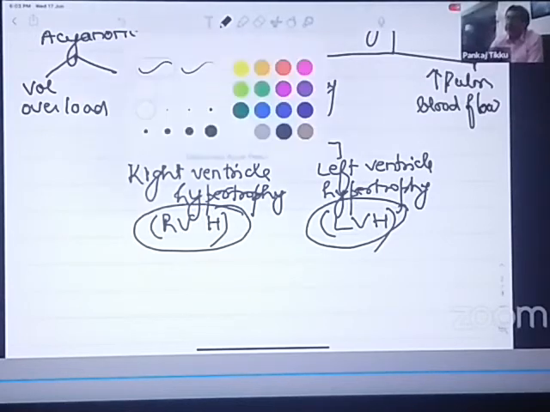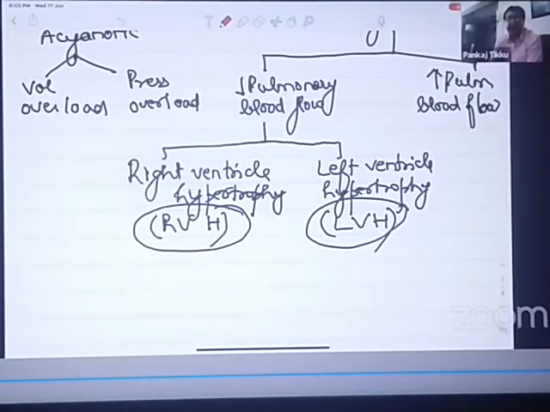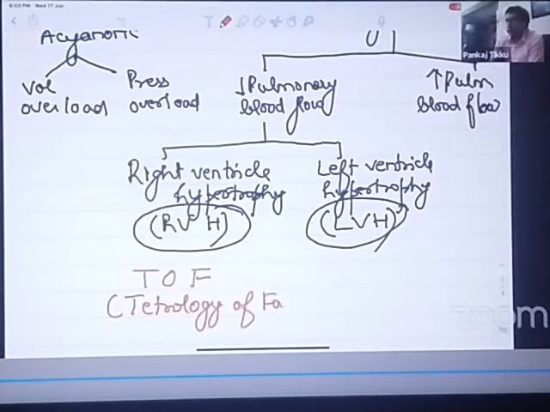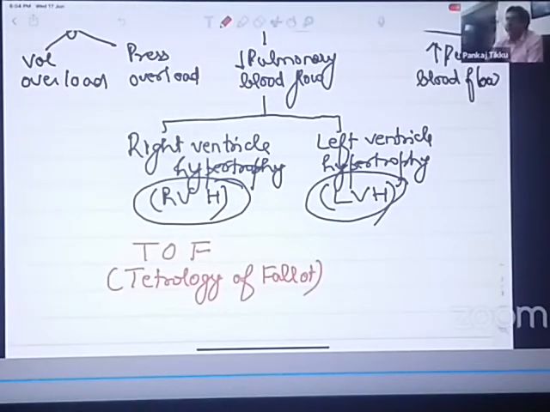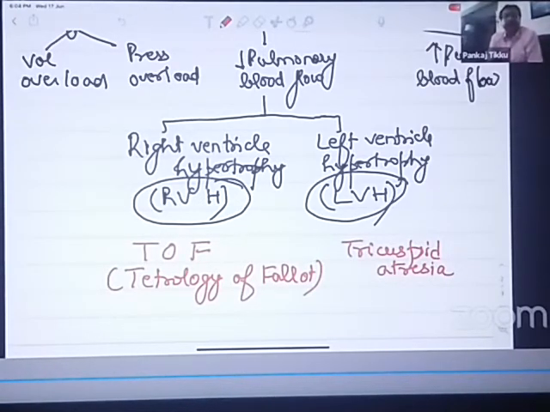So which is the heart disease which falls in the first category? Cyanotic heart disease with decrease in the pulmonary blood flow with the right ventricle hypertrophy. The best congenital heart disease is tetralogy of Fallot. On the other hand, cyanotic heart disease associated with decreased pulmonary blood flow with left ventricle hypertrophy, the best example is tricuspid atresia. Tetralogy of Fallot and tricuspid atresia.